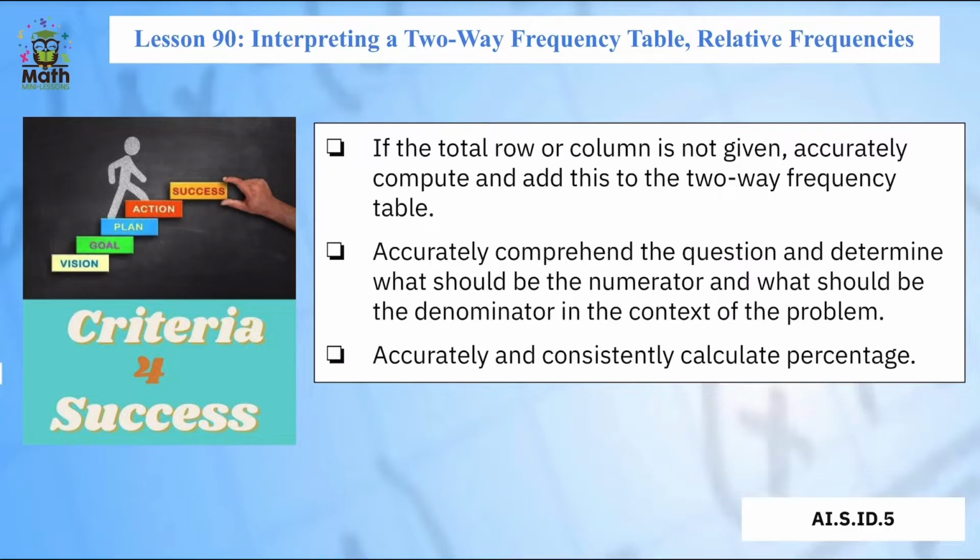Welcome to Lesson 90, Interpreting a Two-Way Frequency Table and Relative Frequencies. Here's our CFS for this lesson. If you get a table that's incomplete, you have to be able to complete it accurately. That's one. It's just like in our last lesson. But the main one is to be able to accurately comprehend the question and determine what should be the numerator and what should be the denominator in the problem. In other words, what's the part and what is going to be the whole in that percentage question. What are they asking you to figure out? And finally, can you consistently calculate percentages?